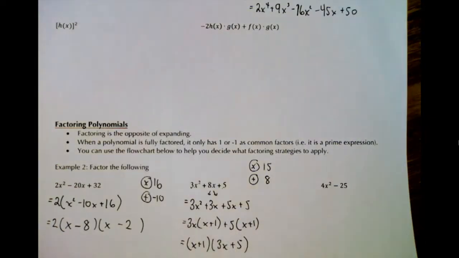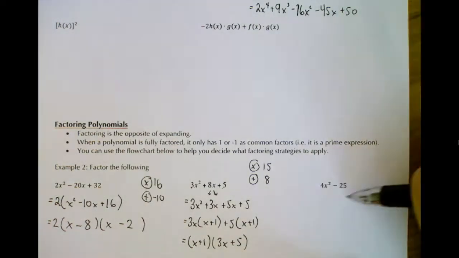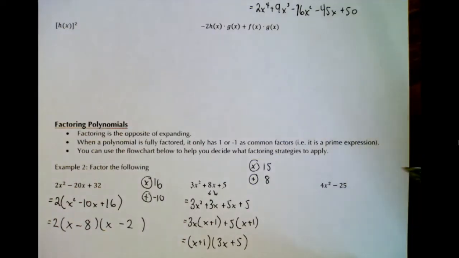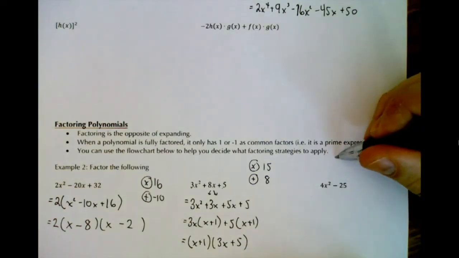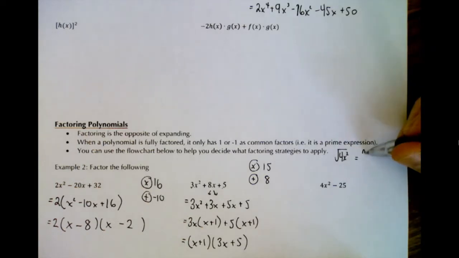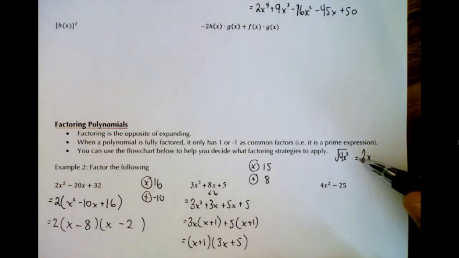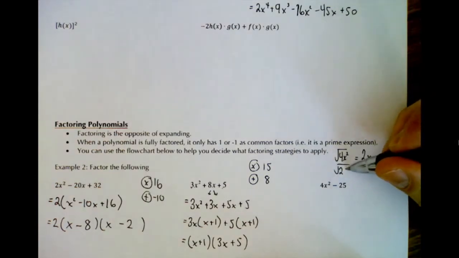But the second question in that flowchart was, is there two terms? And if there is two terms, we have to ask ourselves, is it a difference of squares? And our third example is a difference of squares. The reason you can tell is if you can square root both terms and there's a minus sign in the middle. So can you square root 4x squared? The answer is yes. You get 2x. Square root of 4 is 2, square root of x squared is x. Can you square root 25?